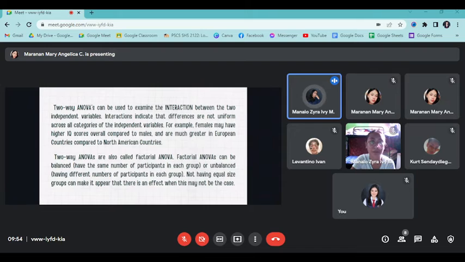Factorial ANOVA can be balanced, have the same number of participants. For example, the males have 10 participants and the female have also 10 participants. Unbalanced, example of that is the female have 10 participants and the male have only 5 participants. Not having equal size group can make it appear that there's an effect when this may not be the case. Next slide.